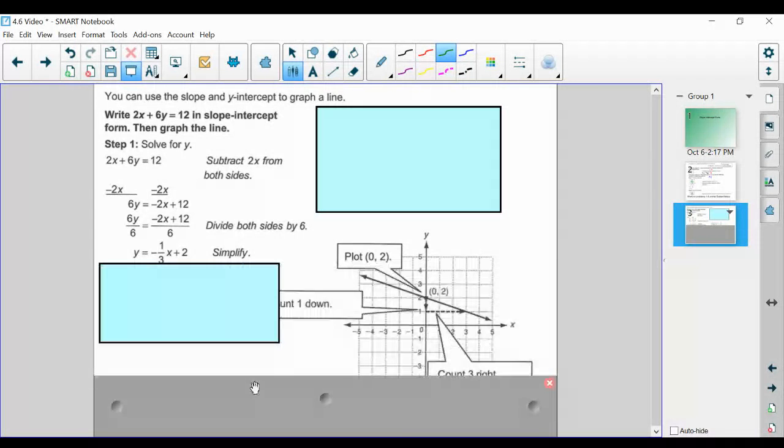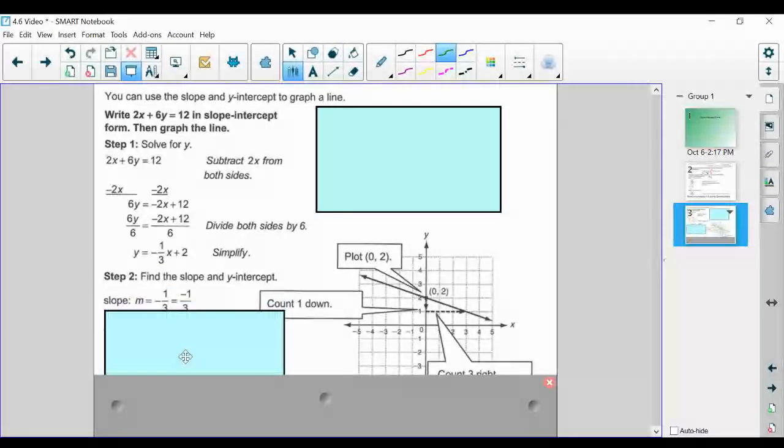The next thing we need to do is find the slope and the y-intercept, which is what we actually just did. So our slope has a value of -1/3, and our y-intercept, or our b value, has a value of +2. Now we can take this and we can graph this equation.